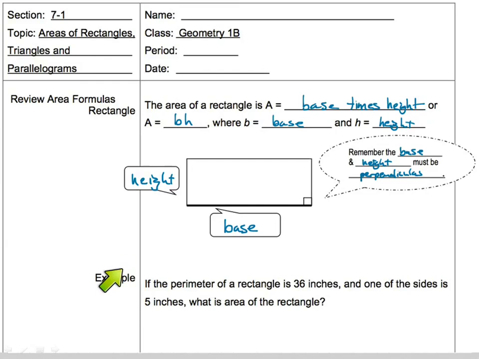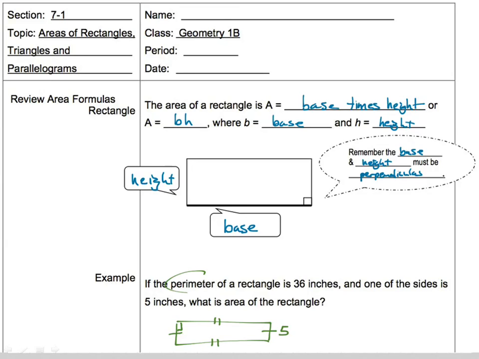So when we go down to problems like this, here you go. If the perimeter of a rectangle is 36 inches and one of the sides is 5 inches, what is the area of the rectangle? Let's draw ourselves a picture. Here's a rectangle. Draw a little right angle right there. Other important things to know about rectangles: this side is congruent to that side, and that side is congruent to that side. Now it says one of the sides equals 5.